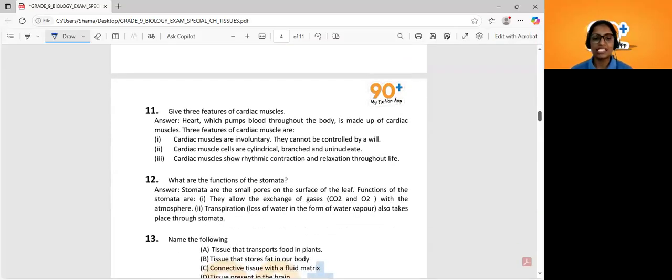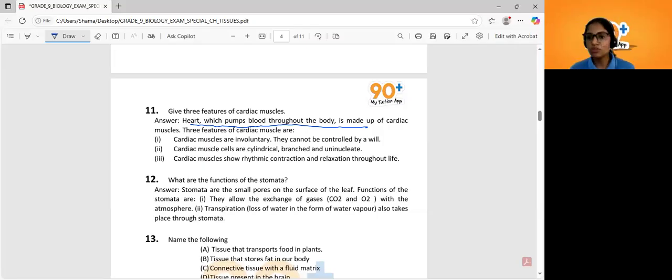And the 11th question is, give 3 features of cardiac muscle. So cardiologist, we know that cardia means it's something related to the heart. So the heart, which pumps blood throughout the body, is made up of cardiac muscles, and the 3 features of cardiac muscles are, they are involuntary. We can't control it according to our will, right? I can't say, okay heart, just stop for a moment or start functioning now, just pause. I can't say that, because it is involuntary.